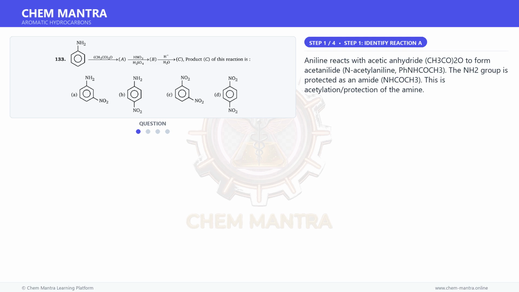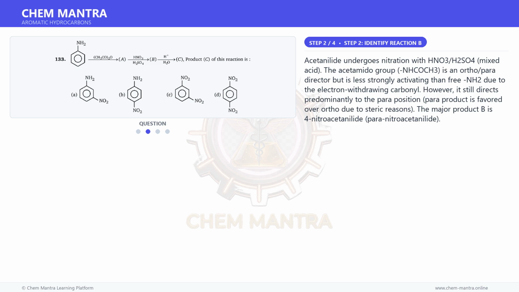Aniline reacts with acetic anhydride, (CH3CO)2O, to form acetanilide, N-acetylanilide, PhNHCOCH3. The NH2 group is protected as an amide, NHCOCH3. This is acetylation protection of the amine. Moving on to the next step.